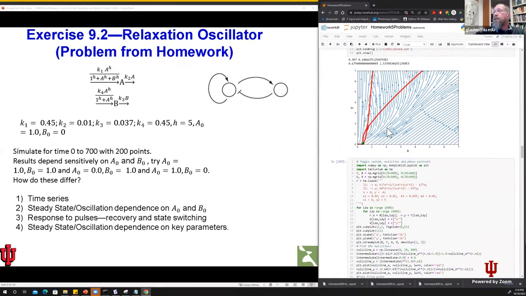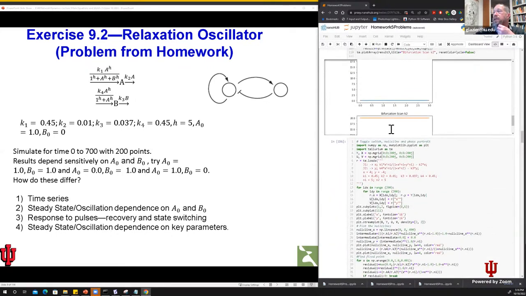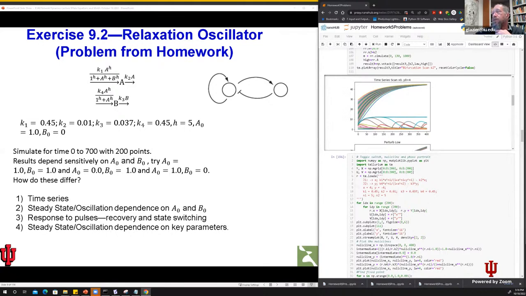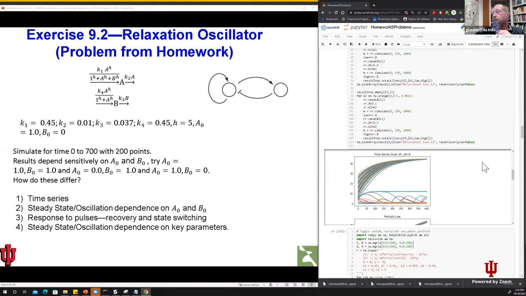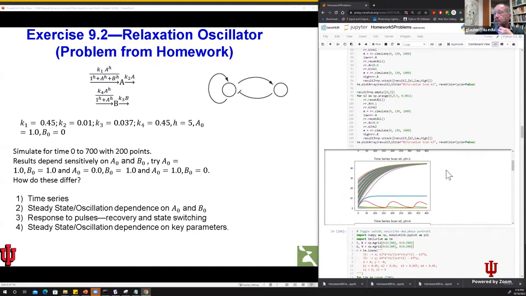So let's see. Why don't we do the relaxation oscillator? Let's see where the time series at the relaxation is. Here it is. I was just showing you the wrong one. So here's the relaxation oscillator.